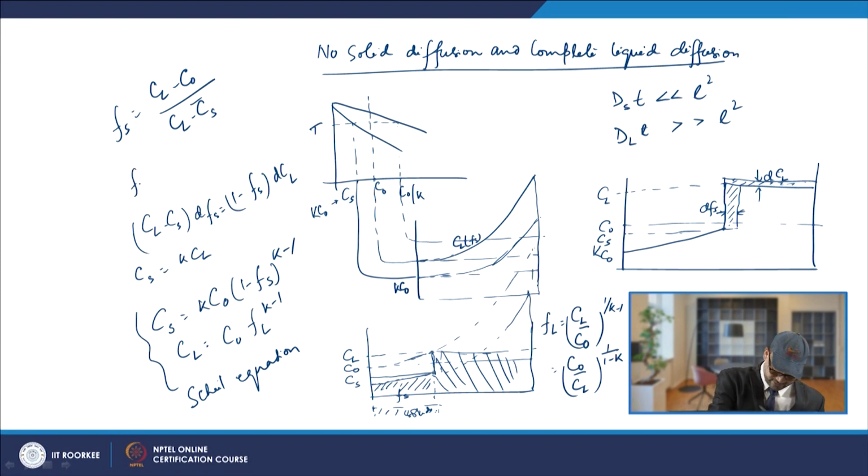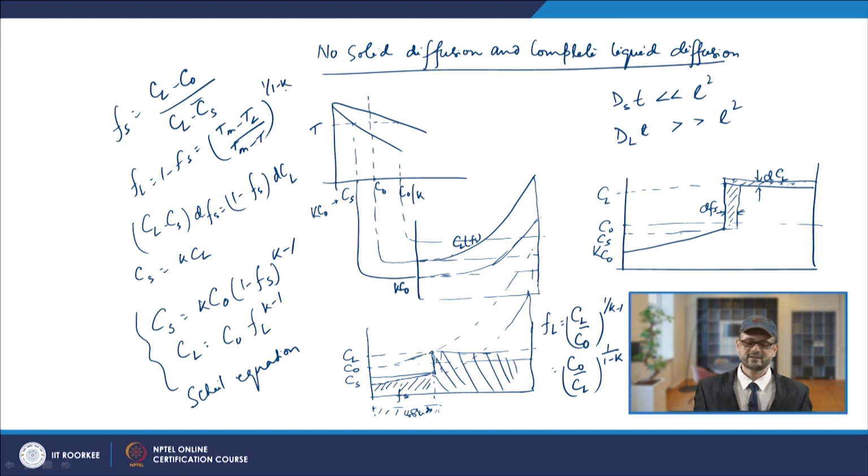FL will be 1 minus Fs. So you will have Tm minus TL divided by Tm minus T. That way also you are getting 1 by 1 minus k, because we get TL minus Tm by C naught equal to ml, since we know the slope of the liquidus line, which is assumed to be a straight line. So in those cases you can find the different expressions for Fs, FL, and all that.